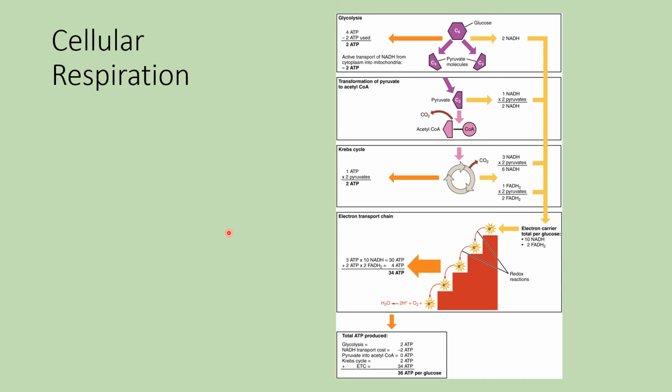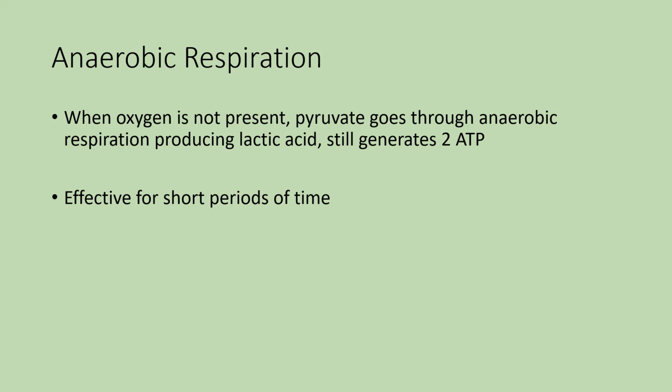Just so you know, bacteria, which are prokaryotes, which don't have a mitochondria, carry all of the same processes out, but in their cell membrane. But because they don't have a mitochondria, they have to transport the pyruvate across. They don't lose 2 ATPs here. So they actually generate 38 ATPs per glucose. But for your cells, cellular respiration, 36 ATPs per glucose.